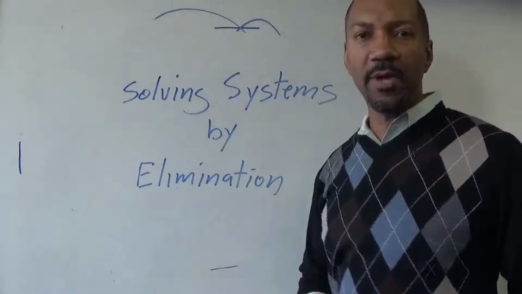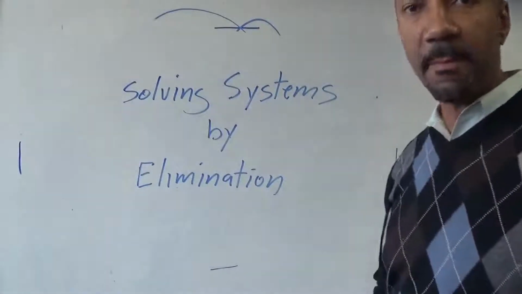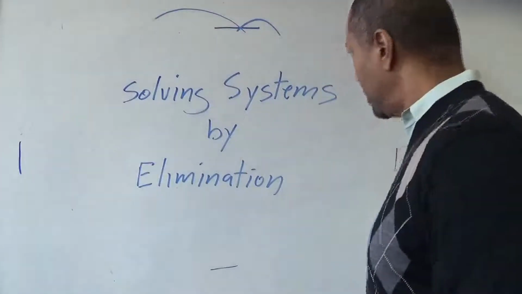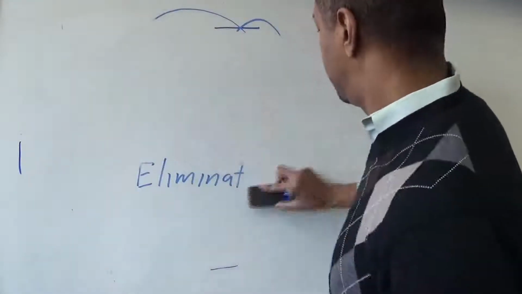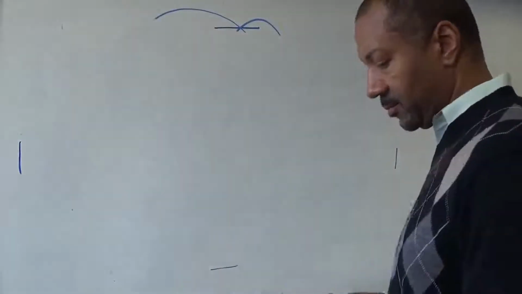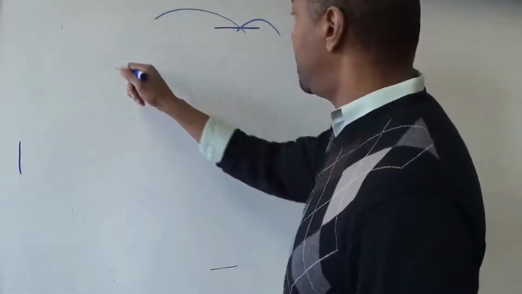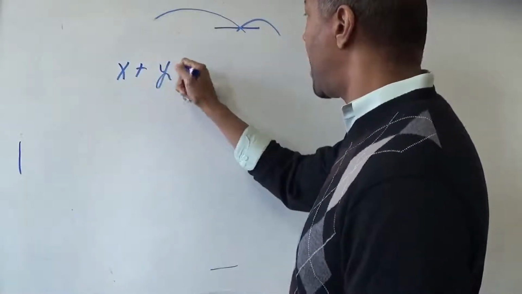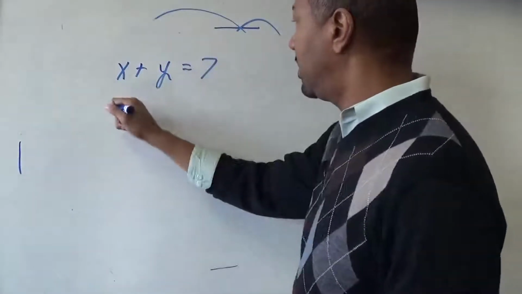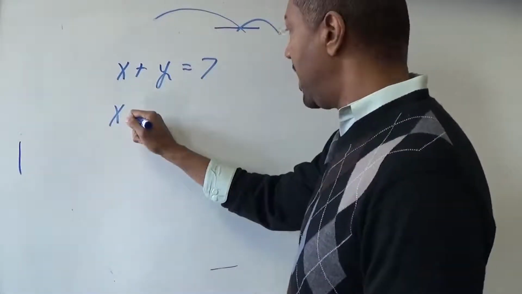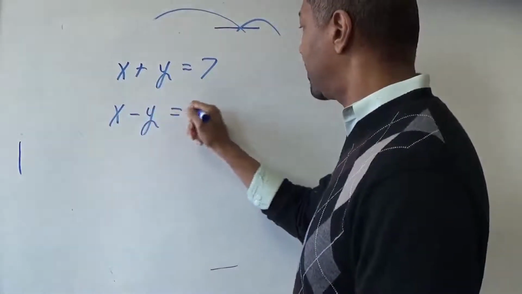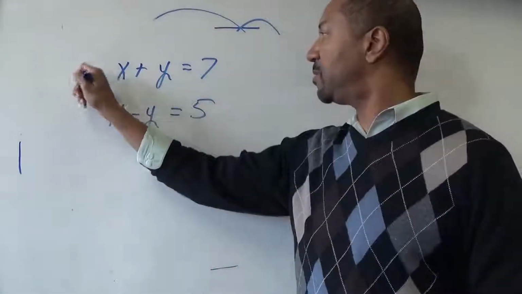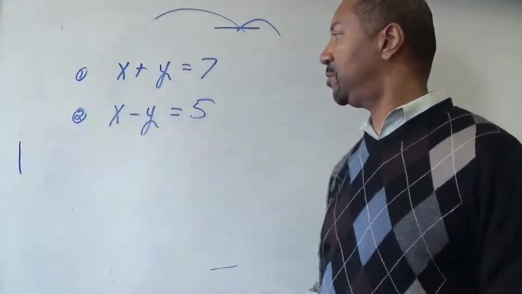In this video, we are going to solve a few systems by using the method known as elimination. The first system that we will solve will be x plus y is equal to 7, and the second equation will be x minus y is equal to 5. We'll call this one equation 1 and this one equation 2.